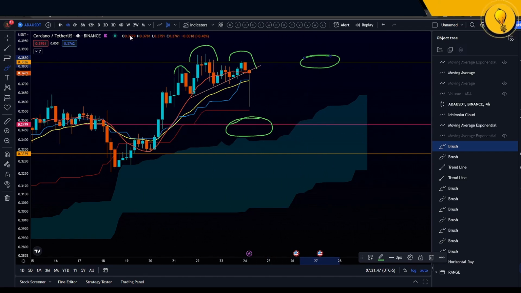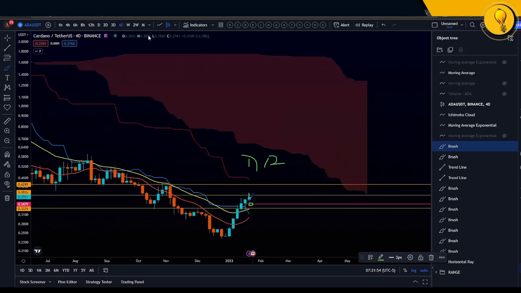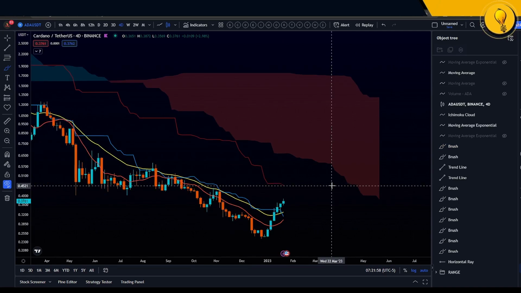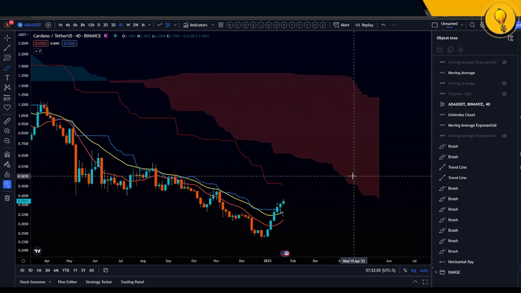But so far, Cardano has finally triggered a macro bullish signature, telling me that the trend on this chart is changing. We're likely heading into reversal territory. So now this is the analysis on Cardano.